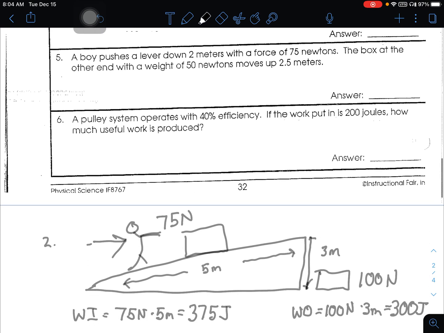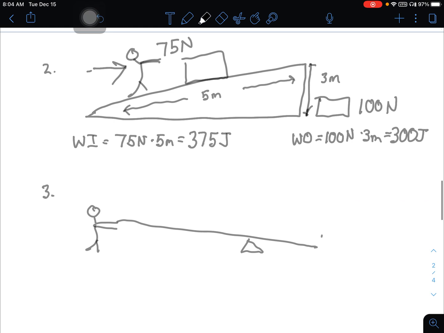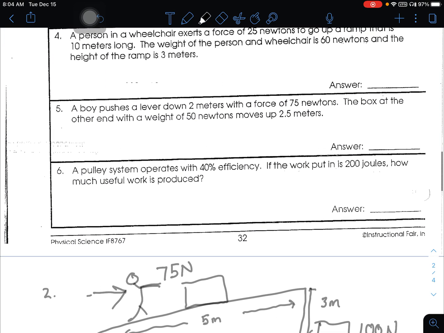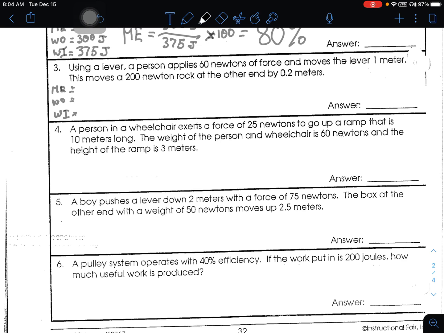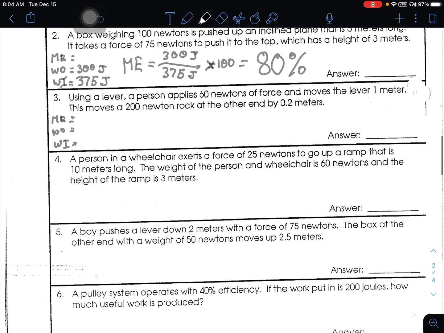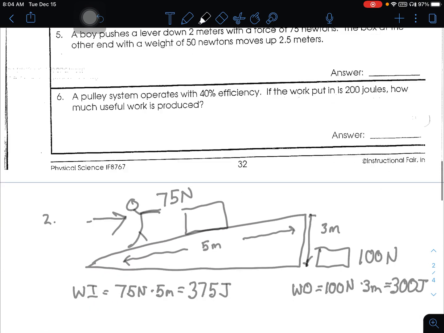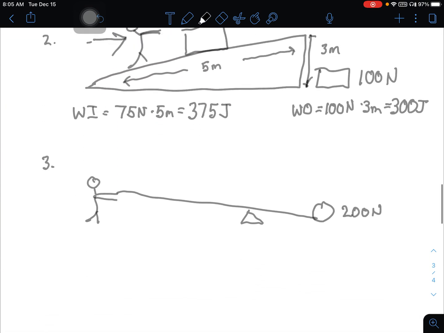200 Newton rock. Okay, so I've got a rock on this end. It tells me that the rock has a weight of 200 newtons. So of course, if you want to overcome that weight and lift it up, you're going to have to exert a force that's equal to the weight. Okay, and it says that the person applies 60 newtons of force and moves the lever 1 meter. So here this person is using 60 newtons of force and this lever goes down 1 meter.